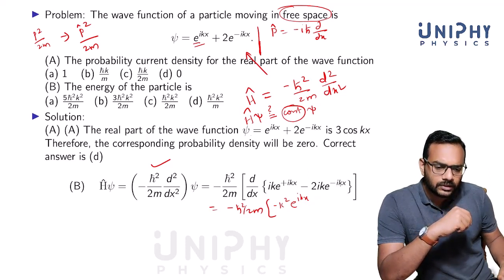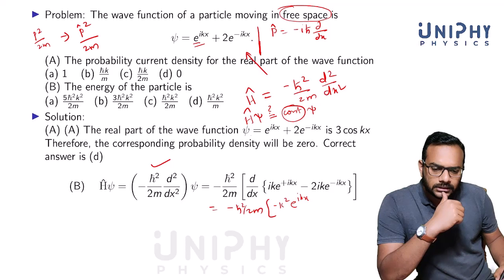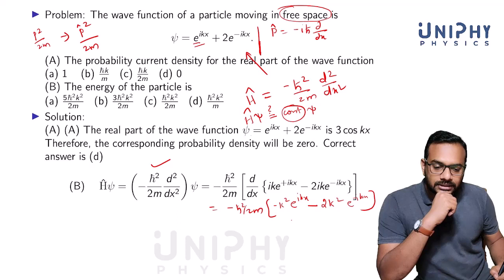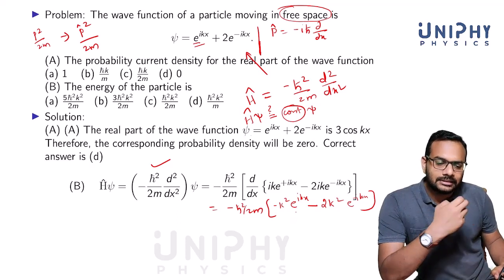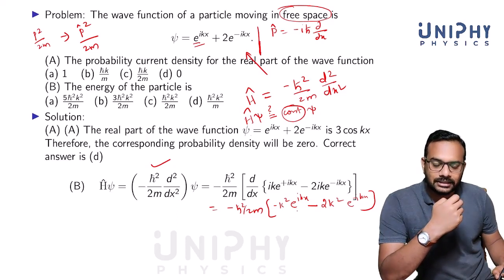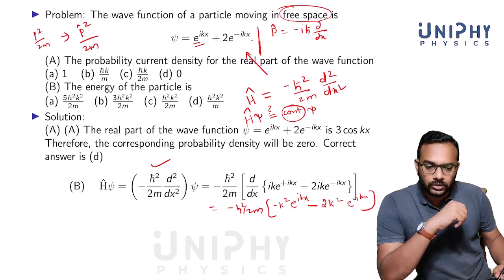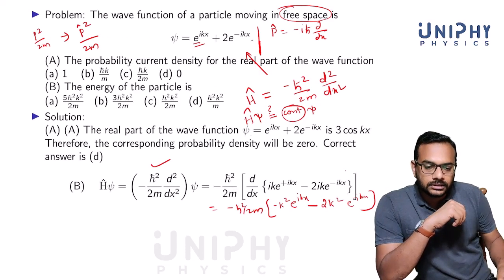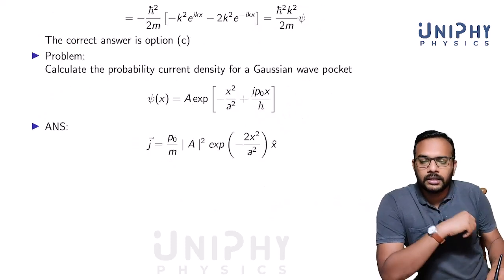And here, minus ik is pulled out, so minus i multiplied by i is 1, giving minus 2k square e raised to minus ikx. So this is what we get. Now, can we write this in the form of a constant multiplied by the original wave function? That's the question. Yes, that's correct.